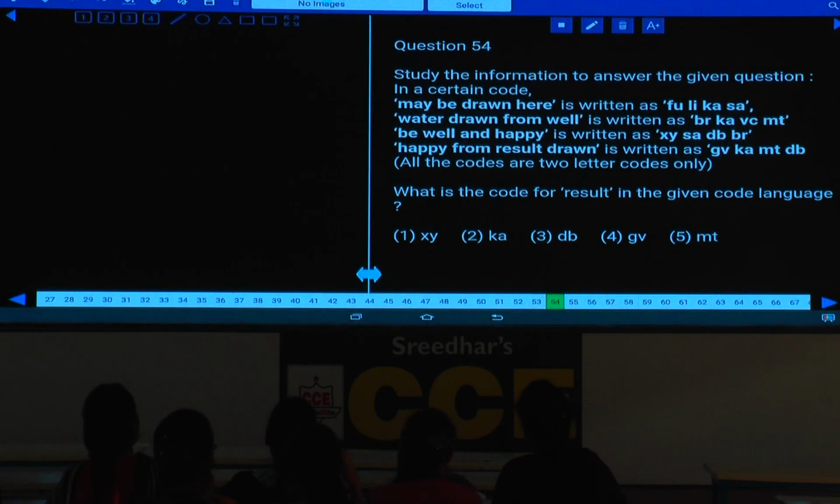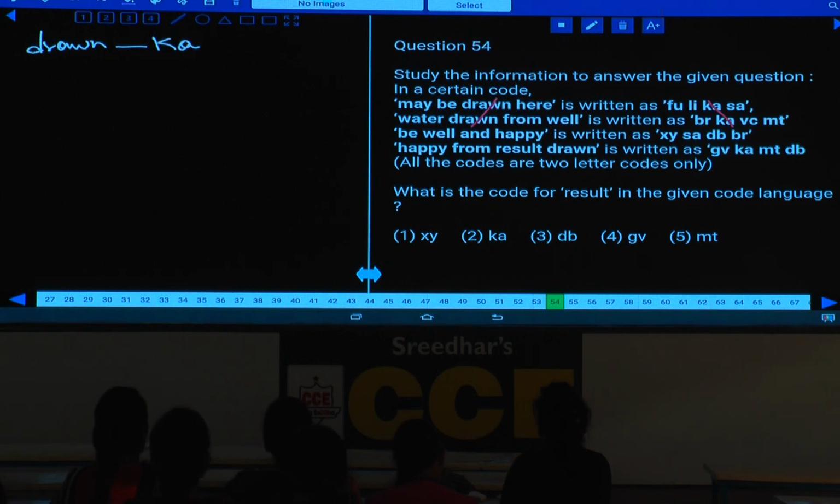The word which is common here is "drawn". Drawn is the word which is common between these two, isn't it? Then what is the code common between these two? Ka. And the code to the word drawn is Ka, isn't it?